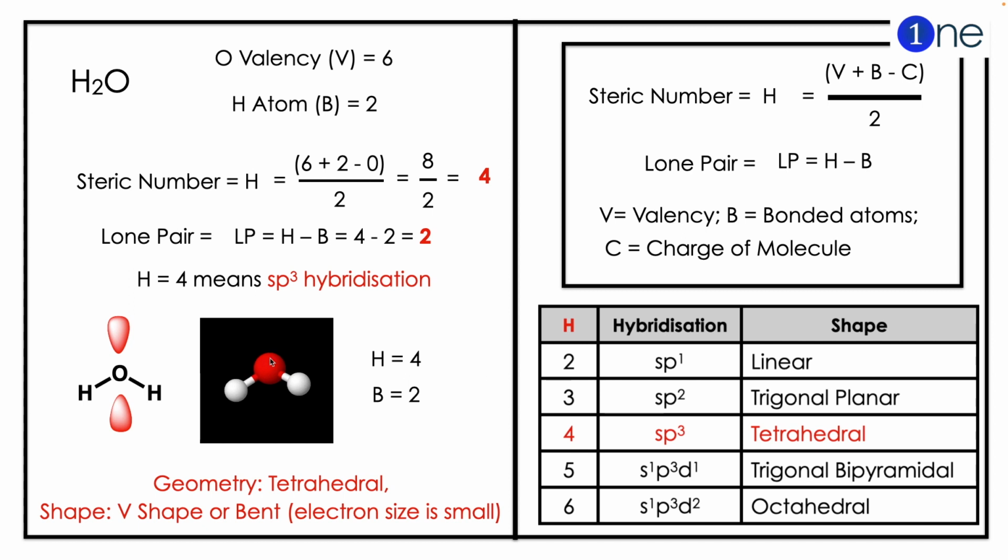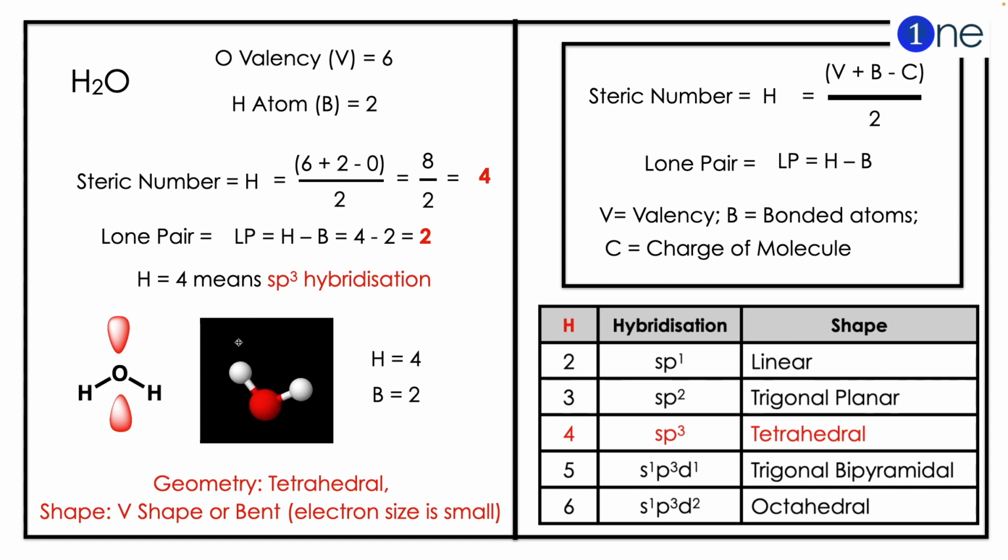Here to find the hybridization, you should know steric number. For steric number formula, V plus B minus C whole divided by 2. So if you substitute V, which is valency of oxygen is 6, and bonded atom is 2, then the steric number is 4. You should find the lone pair too. Lone pair, if you find it, H minus B gives 2.